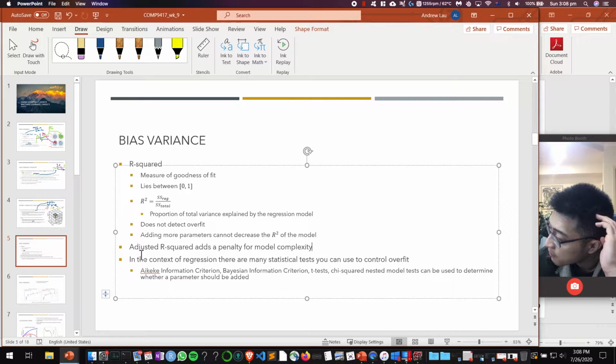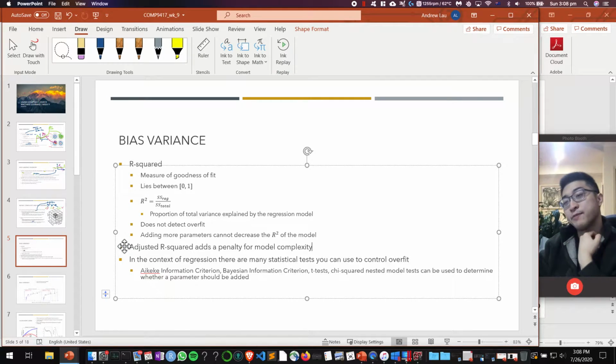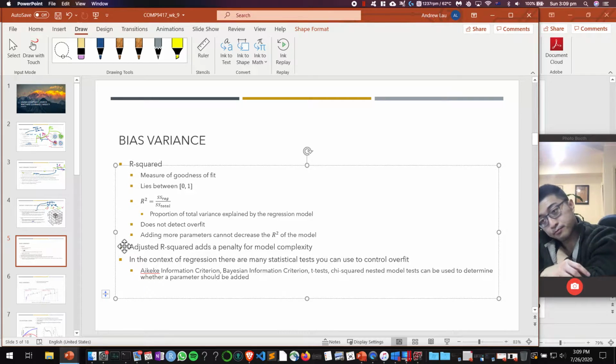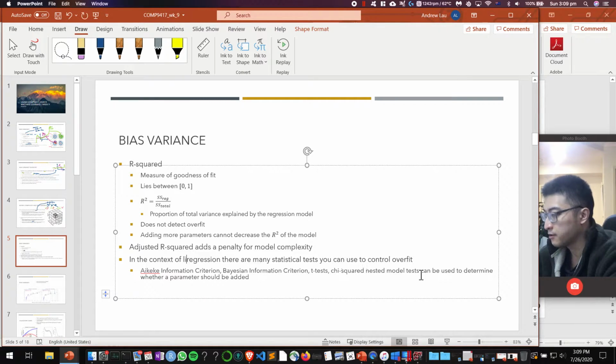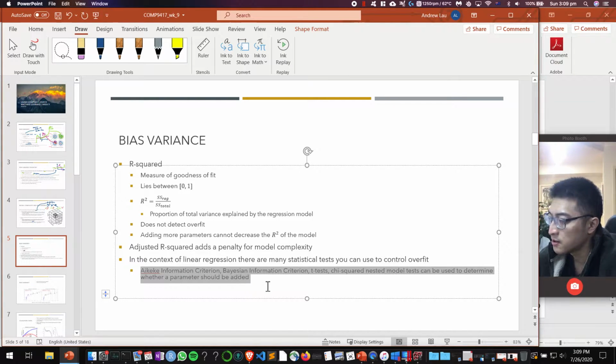There are a few problems with R-squared. One is that when you add more parameters, the R-squared can't really decrease. So you run into the problem that it doesn't penalize overfitting. If you just keep adding more features or making the model more complex, it's just going to perform better and better. Now, in the context of linear regression, there are actually many statistical tests you can use to detect overfit. This is most commonly seen in linear regression, but you could apply it to any sort of regression. These ones are not in the course, but if you're interested, they are commonly used in statistical models and all that sort of stuff.